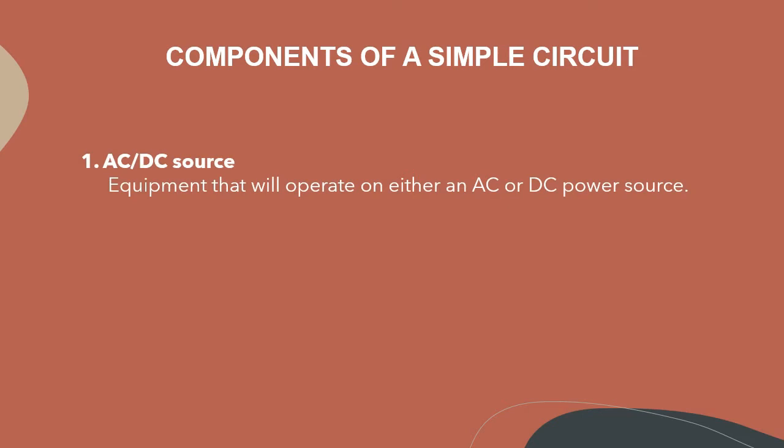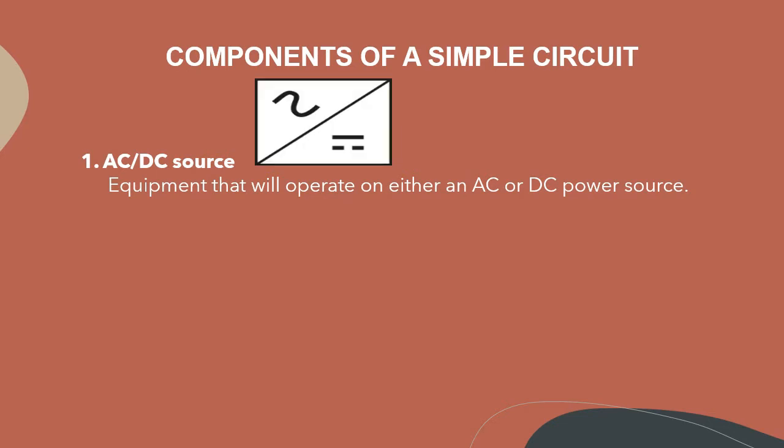Number one, the AC-DC source, or others call it simply source. So equipment that will operate on either an AC or DC power source. So this is the symbol of our AC-DC source. AC, and this one DC.